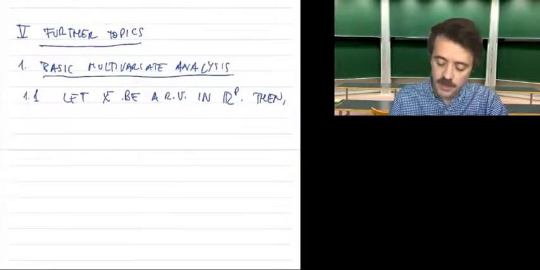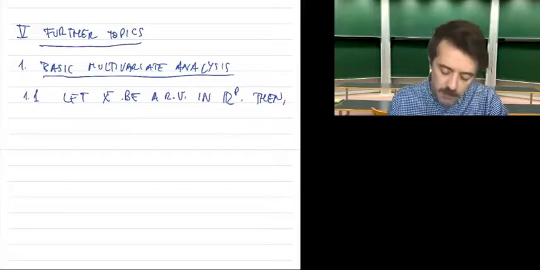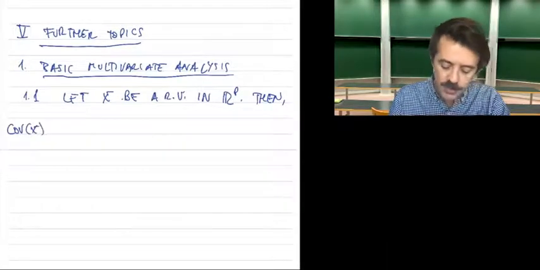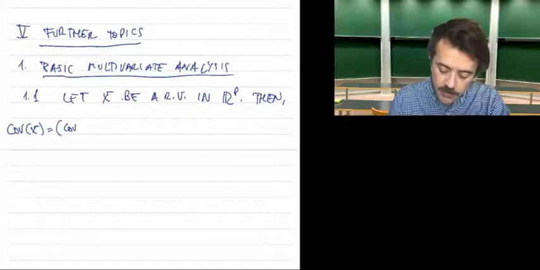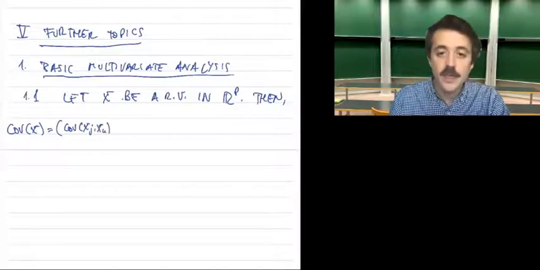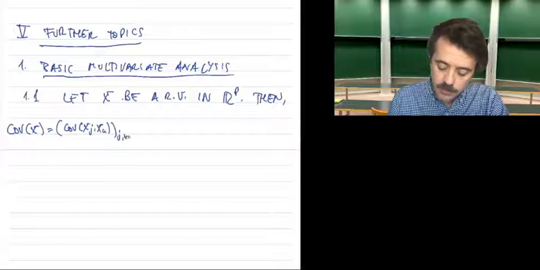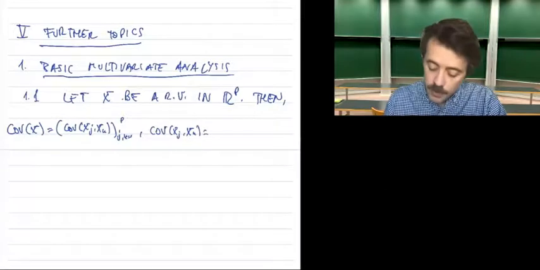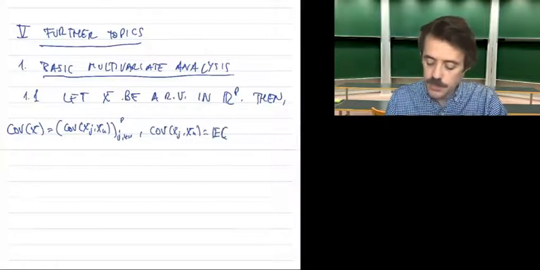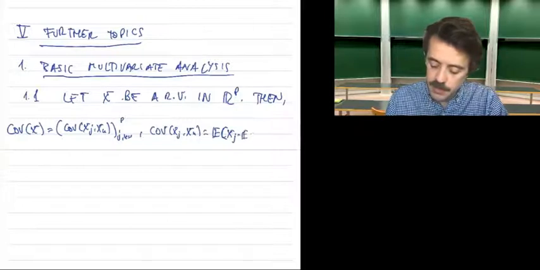Then the covariance matrix of this capital X is going to be a matrix whose entries are the covariance between x_j and x_k, for j and k going from 1 to p, and each of these is given by the following, which are just standard definitions: x_j minus the expectation of x_j, times x_k minus the expectation of x_k.